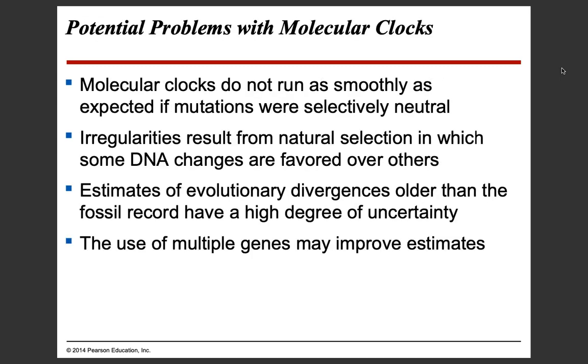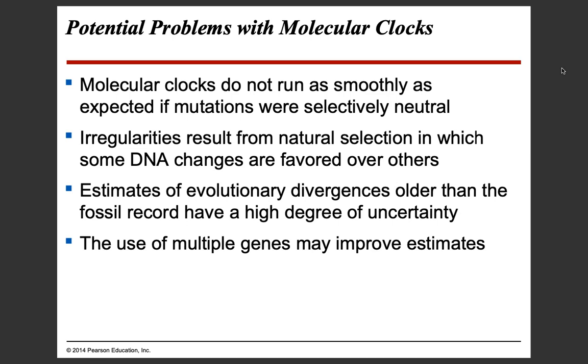Potential problems with molecular clocks. Molecular clocks do not run as smoothly as expected if mutations were selectively neutral. Like I said, it's very hard to tell if the mutation wasn't something obvious, like a wobble position or something. The amino acid sequence isn't going to change, but the nucleotide sequence will change. And those small changes over time can still be clocked, but it's just not exactly a smooth process.